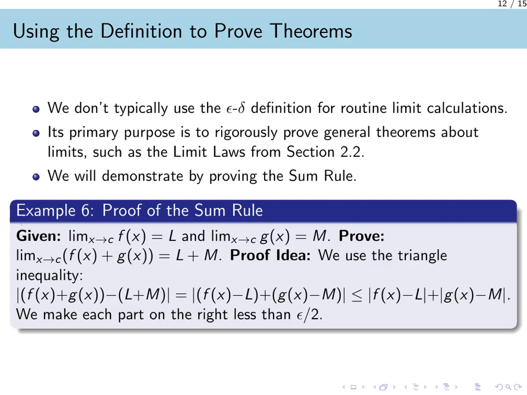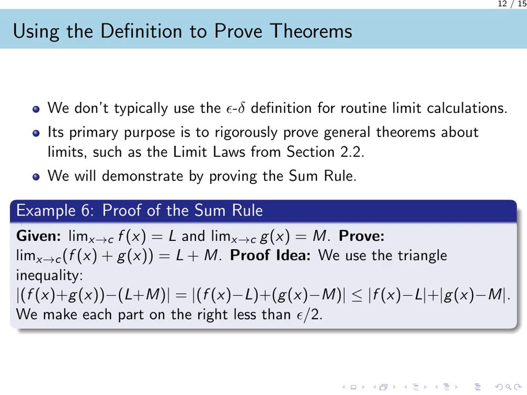Our goal is to show that the distance between the function sum, f of x plus g of x, and the limit sum, L plus M, can be made smaller than any positive epsilon. The key step involves a clever tool called the triangle inequality, which lets us break the problem into two simpler parts. It states that the total error is less than or equal to the error from f of x plus the error from g of x.